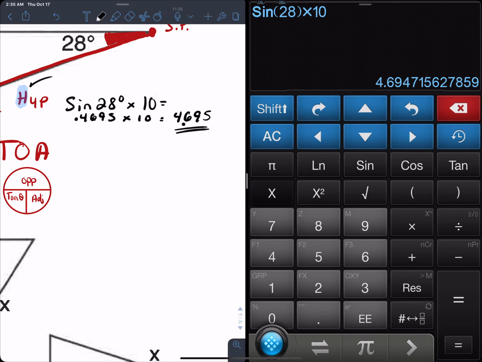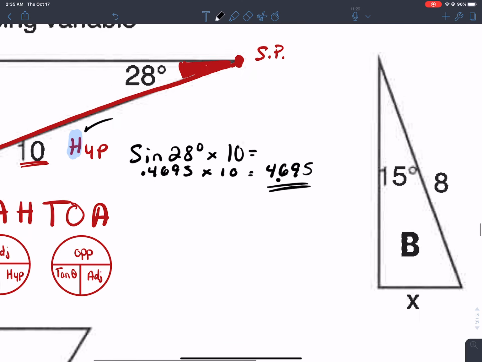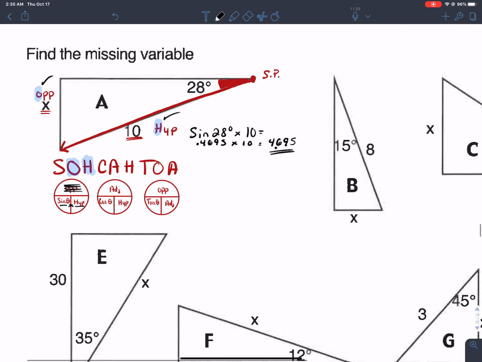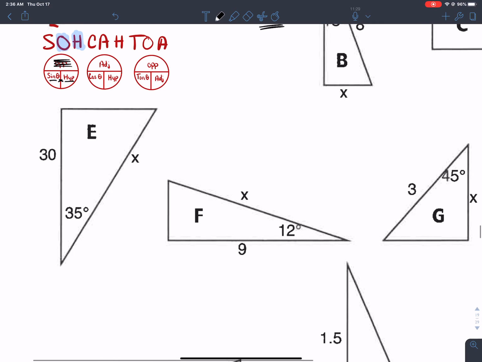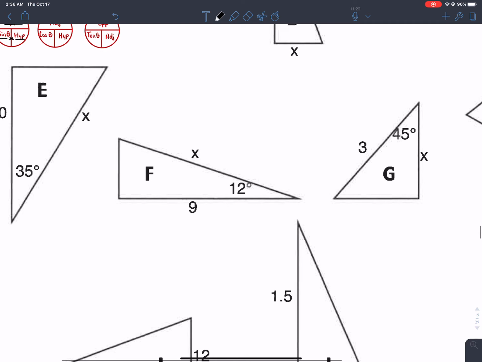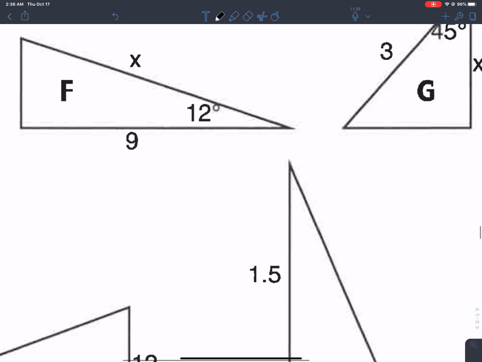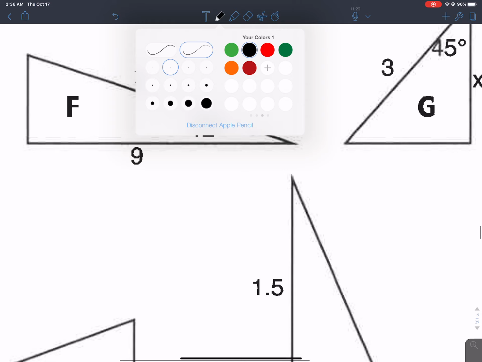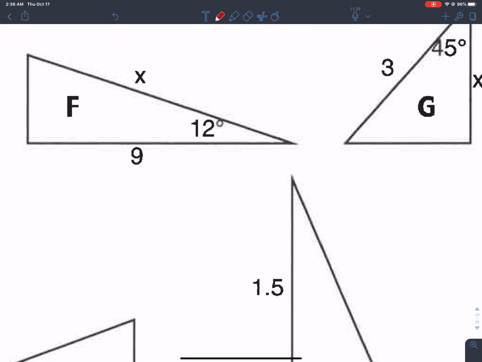Okay? All right, we're going to do two more. We're going to do one of each type of trigonometric function, and then you're going to do the rest of the page on your own. We're going to hop down here to letter F. Letter F, we first begin by labeling the diagram.